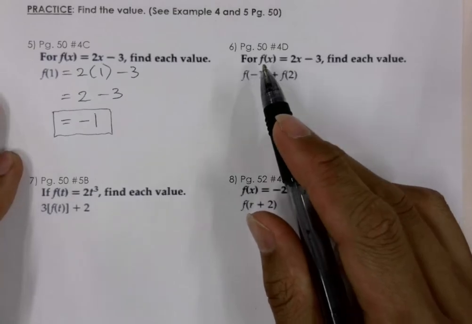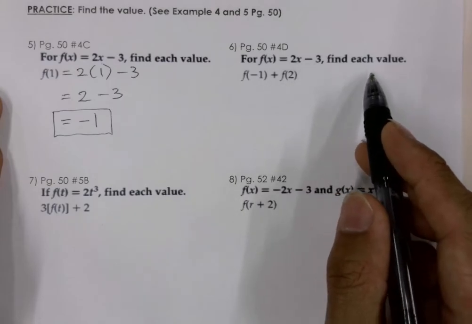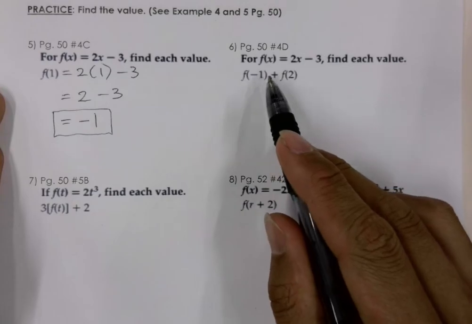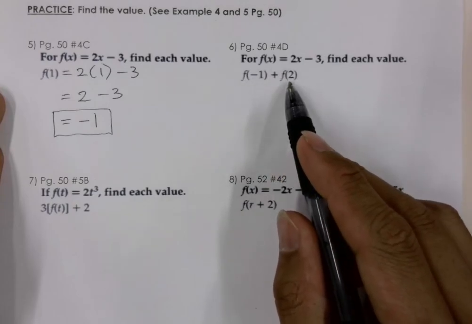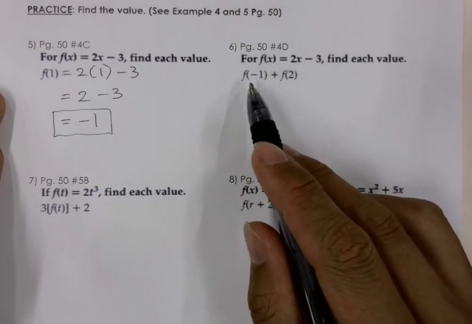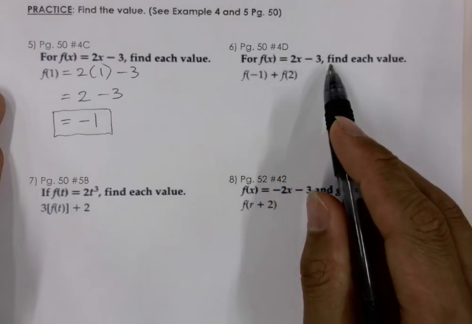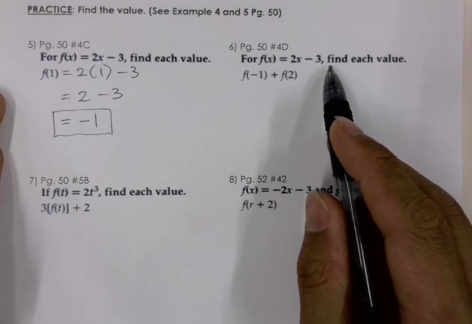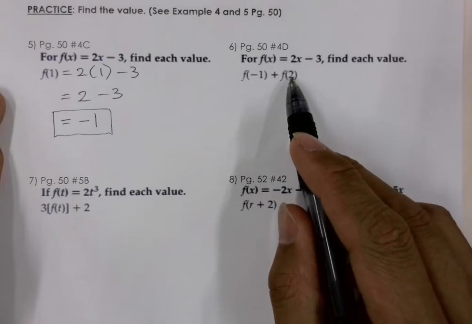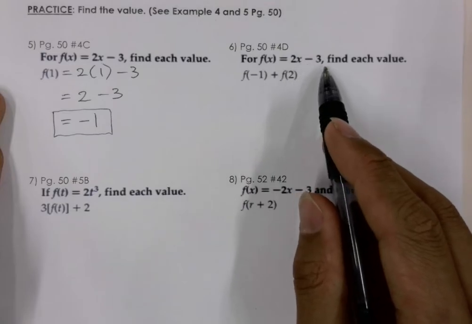Number 6, for f of x is equal to 2x minus 3, find each value. And here we have f of negative 1 plus f of positive 2. So for this first expression, f of negative 1, we're going to plug in negative 1 for x into 2x minus 3. Then we're going to add that with 2 substituted into the expression 2x minus 3. Let's do that now.